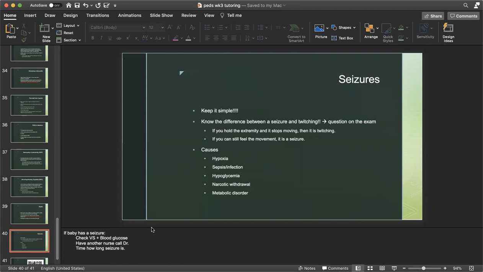So at the bottom, I put that if the baby has a seizure, you want to check their vital signs and the blood glucose. Have another nurse call the doctor so you can monitor the baby, because you don't want to leave a baby with a seizure, as you could have complications. You also want to time how long the seizure is. And if they're having multiple seizures, you need to time how long they are and how many they're having.